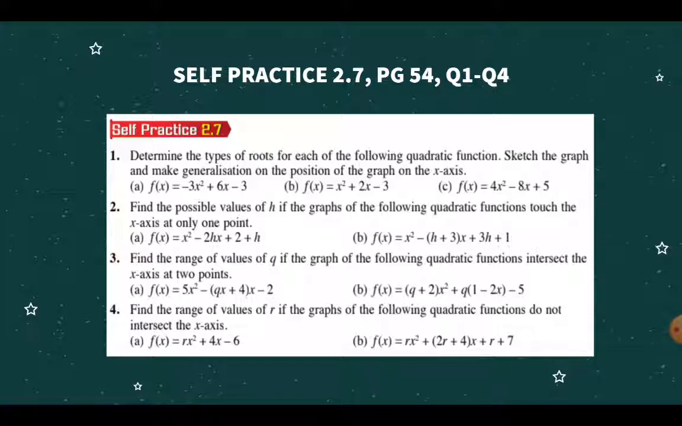However, when the graph has only one x-intercept, we know that the type of roots is two equal real roots, so b squared minus 4ac equals 0. And the last one, when the graph is entirely above or below the x-axis, basically it doesn't touch the x-axis. So we know that the type of root is no real roots. So the discriminant must be less than 0.